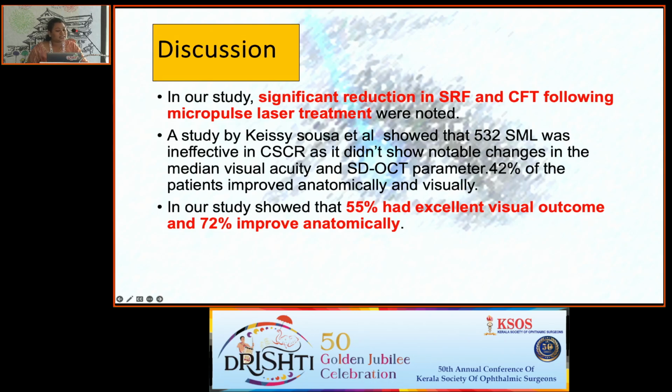A study by Kotsos et al. showed that 532 nanometer subthreshold micropulse laser was ineffective in CSCR and did not show notable changes in median visual acuity and SD-OCT parameters. 42% of the patients improved anatomically and visually. In our study, 55% had excellent visual outcome and 42% improved anatomically.